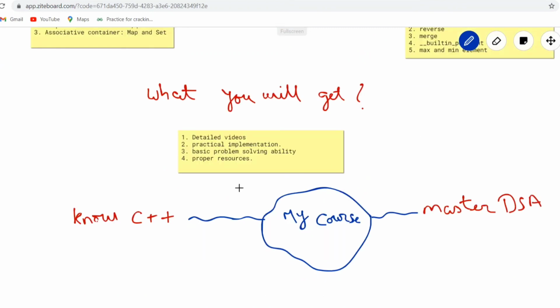Okay, so if you know C++ and if you want to master DSA, you need this course. And my course lies in the middle of these two entities. Okay, so there is a relation.